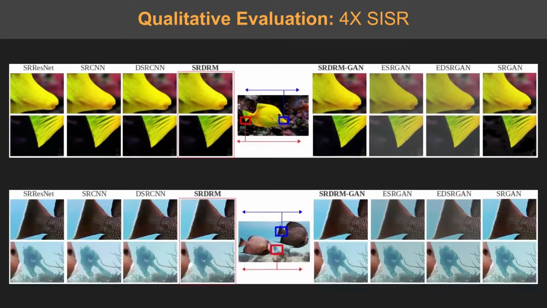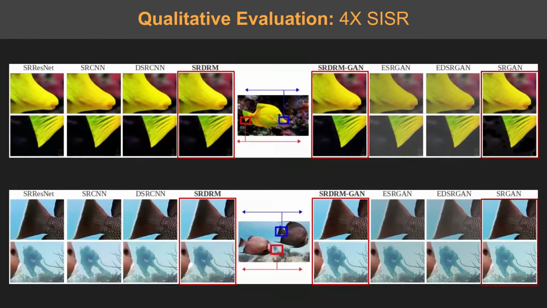In our evaluation, we find that SRDRM performs at least as well and often better than other generative models named SR-ResNet, SR-CNN, and DSR-CNN. On the other hand, although ESR-GAN and EDSR-GAN often fail to restore the sharpness and global contrast, we find that the GAN-based models, particularly SR-GAN and SRDRM-GAN, achieve a better texture recovery than SRDRM and other generative models. We postulate that the patch GAN-based discriminator contributes to this, as it forces the generator to learn high-frequency local texture and style information. A more comprehensive analysis can be found in our paper.